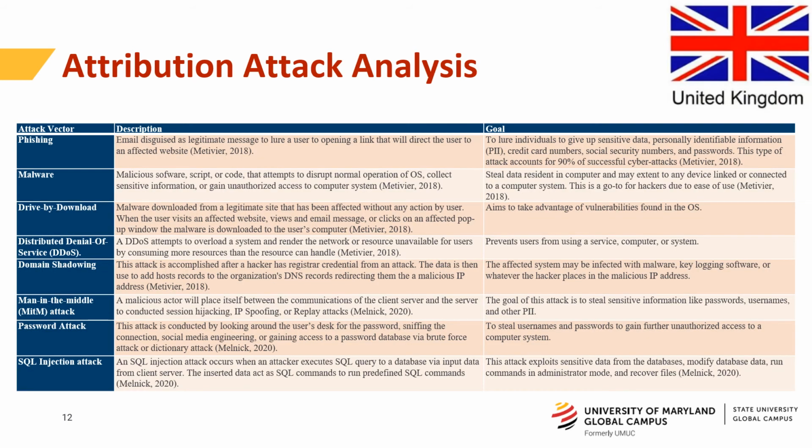This slide is a sample attribution attack analysis describing types of attack vectors and their goal, or rather malicious intentions. The pertinent attack vectors identified in this attribution attack analysis are phishing, malware, drive-by download, distributed denial of service, domain shadowing, man-in-the-middle, password attack, and SQL injection attack. All of these are insidious attack vectors meant to use exploitation to disrupt and/or exfiltrate sensitive data.